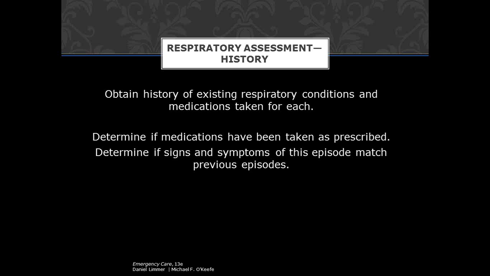So that changes things for us. We don't have an inhaler to give them. We know that they need that medication. So that would mean that we probably need to call ALS and get that medication on the way.